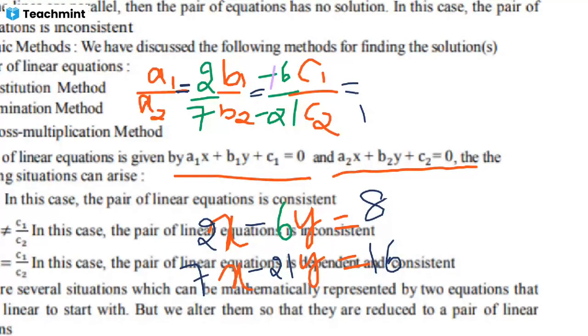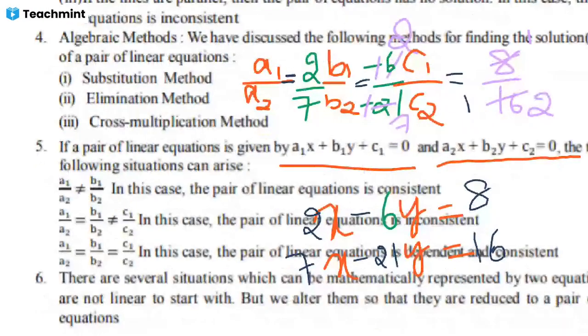Simplifying this, the minus sign gets cancelled. 3 2s are 6, 3 7s are 21. And again, C1 by C2, you have 8 by 16, so you get 8 1s are 8, 8 2s are 16, 1 by 2. Now, if you compare A1 by A2, B1 by B2 and C1 by C2, what are the ratios you are getting? In this case, A1 by A2 is equal to B1 by B2, but not equal to C1 by C2.